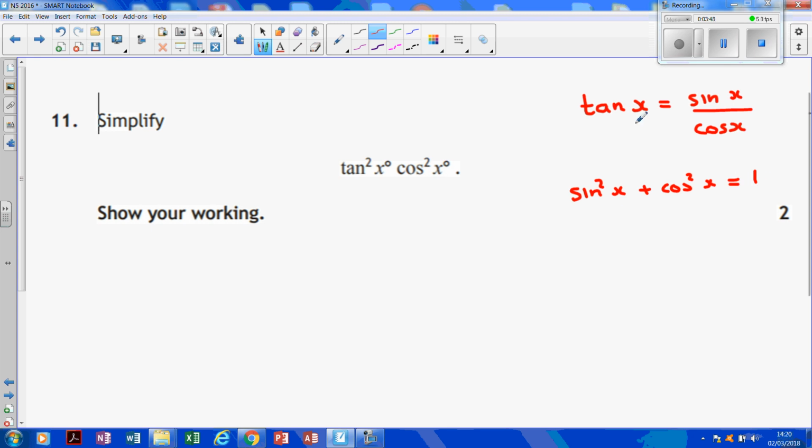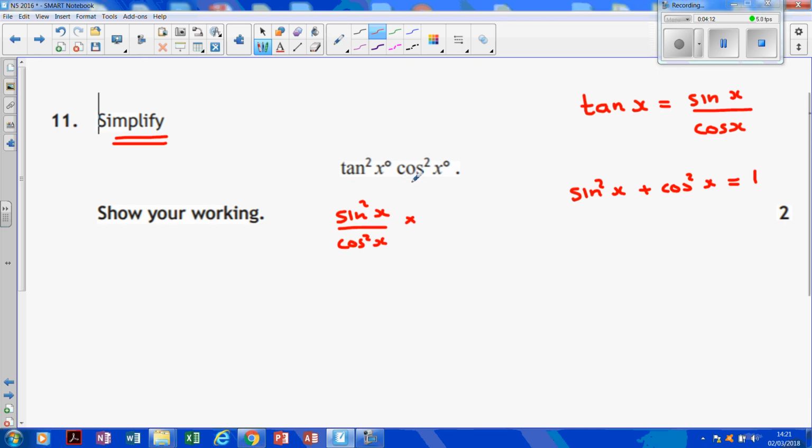Now, if we look at that one, that's tan squared, but that's okay because I can write that as sin squared over cos squared. Now, what about cos squared? I'd have to rearrange this formula and do lots of things. It's not going to get any simpler, and we want to simplify. So I'm going to home in on this one here. So tan squared x is the same as sin squared x over cos squared x.